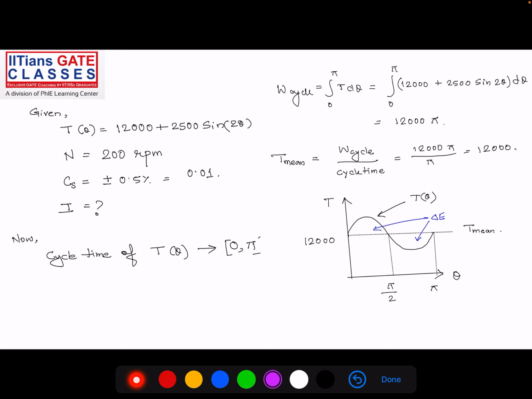So it is a sine curve. It will look like this. So after pi, it will again repeat itself.